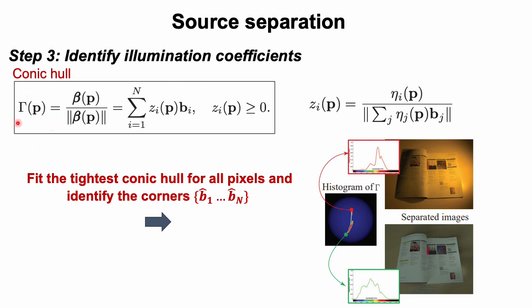Now we can see that the term gamma_p lies in the vector space with non-negative weights for the illumination coefficients, and the space is called conical. Now we can estimate each illumination coefficient for each light source by fitting the tightest cone for all pixels and identifying the corners of the cone.